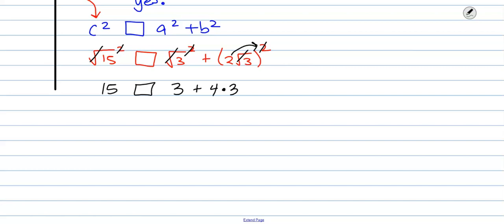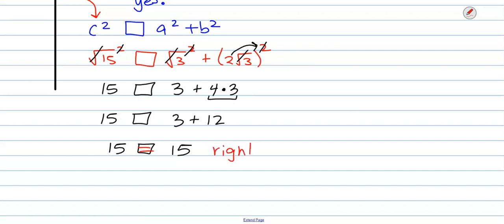Okay? So now what we're doing is we are asking ourselves, what this is. 4 times 3 is 12. So we have 3 plus 12. So we end up with 15, box. 3 plus 12 is 15, and they're equal. The left side equals the right side. So therefore, we are dealing with a right triangle.